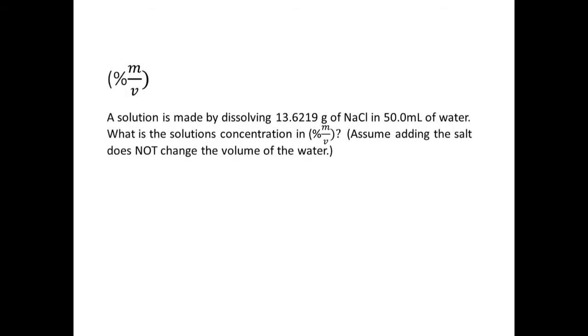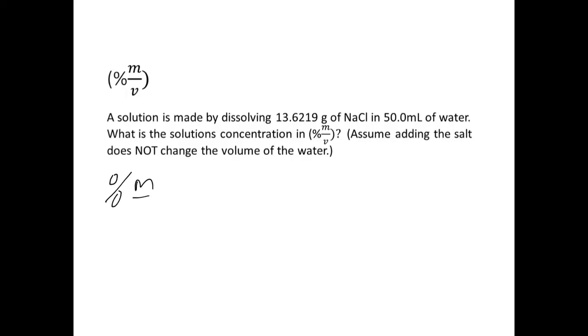Okay. And let's work an example dealing with percent mass volume, a percent mass volume problem for us to solve. A solution is made by dissolving 13.621 grams of sodium chloride in 50 milliliters of water. What is the concentration in percent mass volume, assuming the addition of salt does not change the volume of the water?